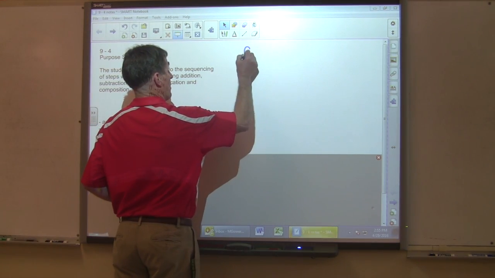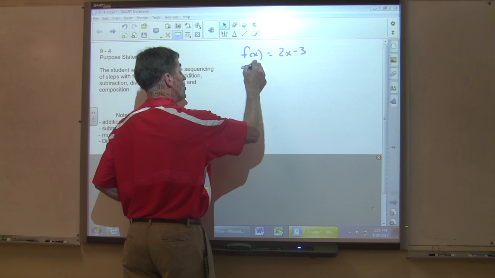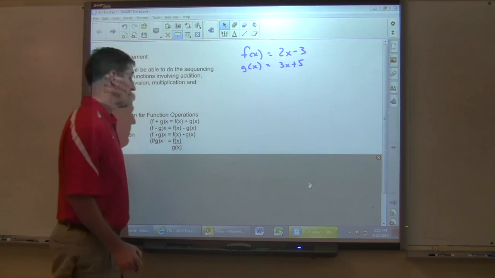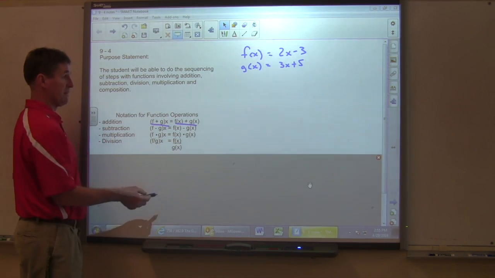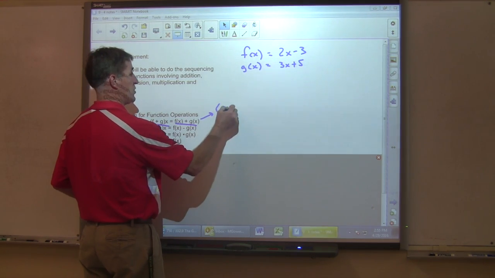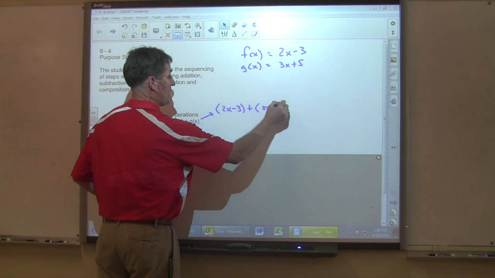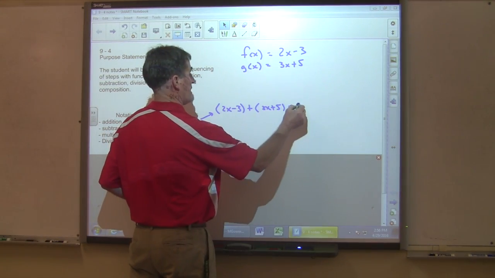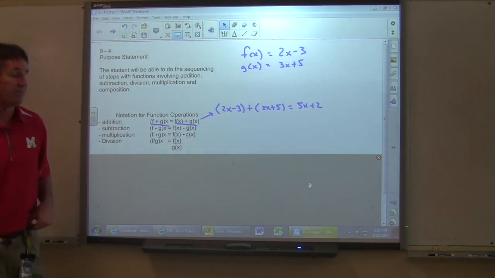As an example, if I tell you that f of x is equal to 2x minus 3, and g of x equals 3x plus 5, then when they ask me to do f plus g of x, whether it's written this way or this way, doesn't make any difference. All I do is take those two functions: f is 2x minus 3 plus g of x, 3x plus 5, and then it becomes a basic addition problem. We combine our like terms. 2x plus 3x is 5x, and negative 3 plus 5 is plus 2, and we're done. That's all we have to do.